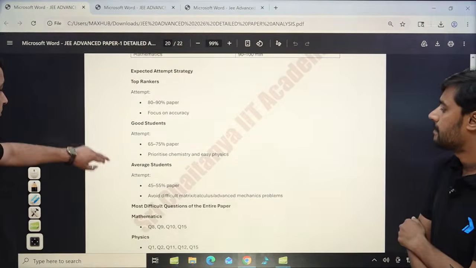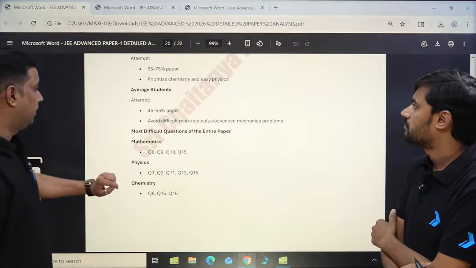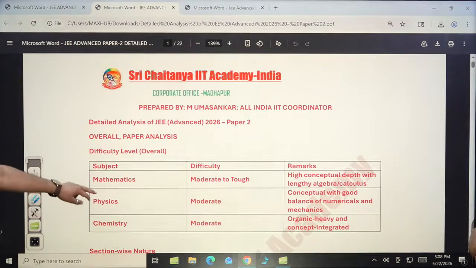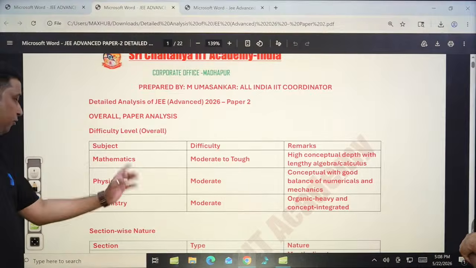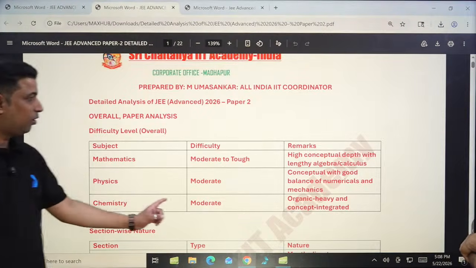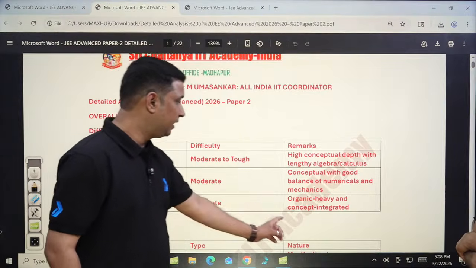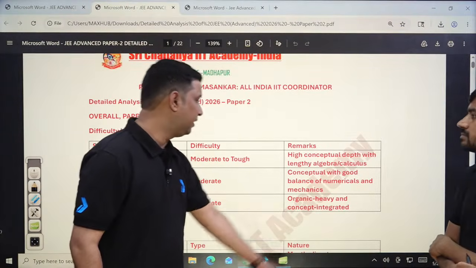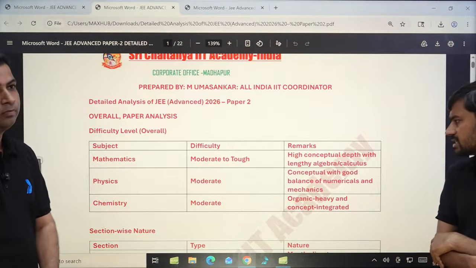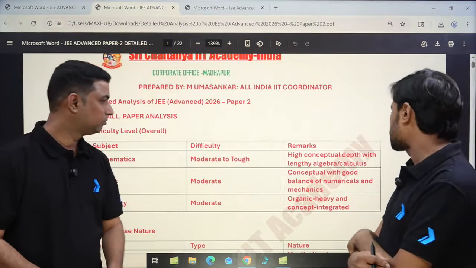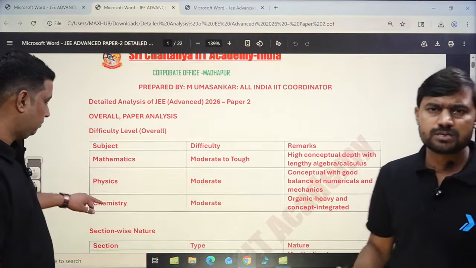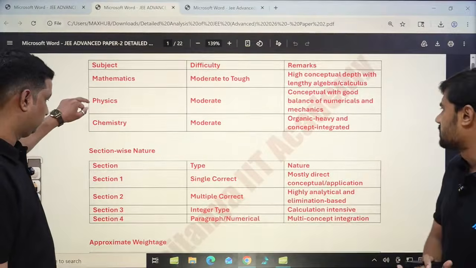For paper 2, we can start from here. Mathematics, again, moderate to tough. Physics was moderate, and chemistry was moderate. If I say organic, heavy and conceptual, integrated. Mathematics had high conceptual depth with lengthy algebra and calculus. Physics was conceptual with a good balance of numerics and mechanics. Here is a mechanics question which was somewhat difficult.